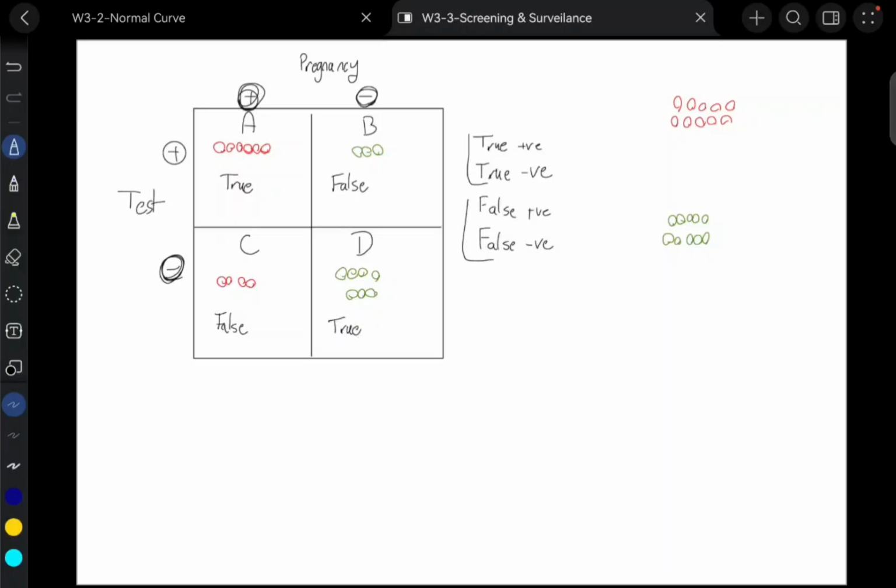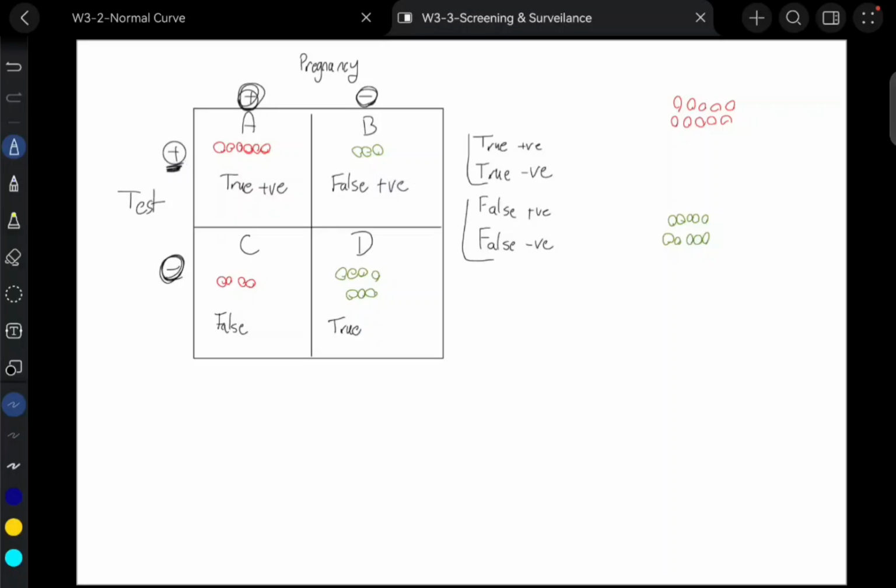Therefore, we're left with the last part, which is positive and negative, right? We will depend on this. It's true that they're positive. Therefore, it tested positive. Therefore, it's positive. They are negative, but it tested positive. Therefore, it's false positive.